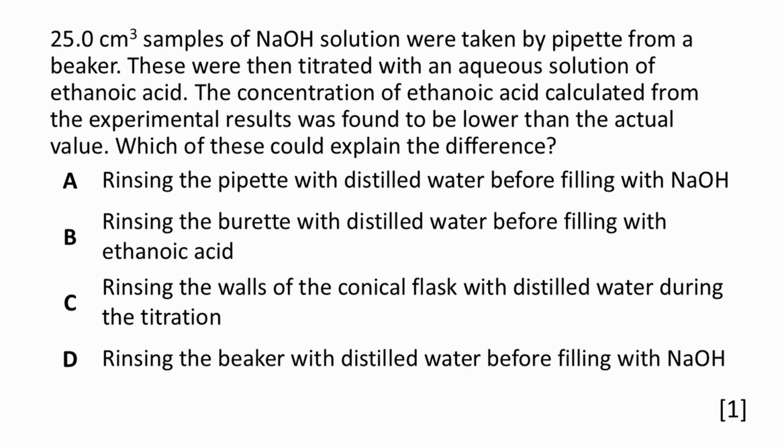25.0 cm3 samples of NaOH solution were taken by pipette from a beaker. These were then titrated with an aqueous solution of ethanoic acid. The concentration of ethanoic acid calculated from the experimental results was found to be lower than the actual value. Which of these could explain the difference?